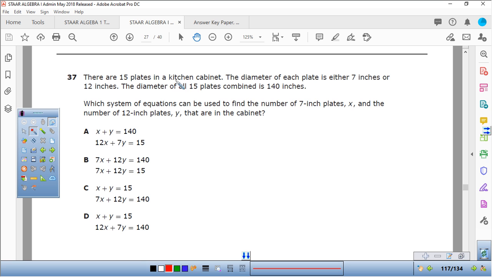Okay, there are 15 plates in the kitchen cabinet. The diameter of each plate is either 7 inches or 12 inches. The diameter of all 15 plates combined is 140 inches. So x and y: x are 7-inch plates and y are 12-inch plates. So how many plates are there in all? When I have x plus y, the number of x plates and the number of y plates, how many plates do I have in all? 15.